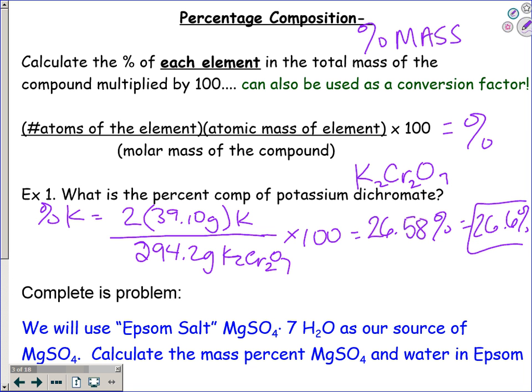Okay, so if I wanted to do chromium, what would be the only thing different here? Right, we would keep the 2 because there's 2 chromiums, and I put 52.00 right there for chromium. And if I were to do it for oxygen, instead I would put 7 and then 16 right there for oxygen. Thumbs up if you got this. Okay, percent composition is easy peasy. It's every percent you've ever done in your life.